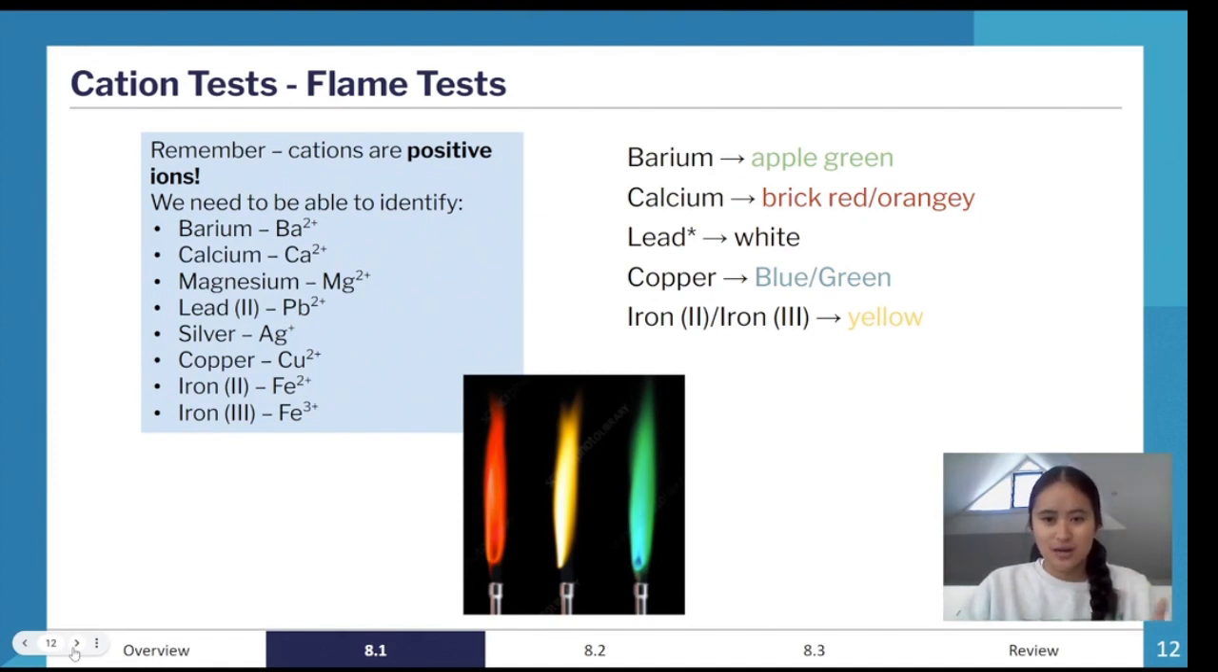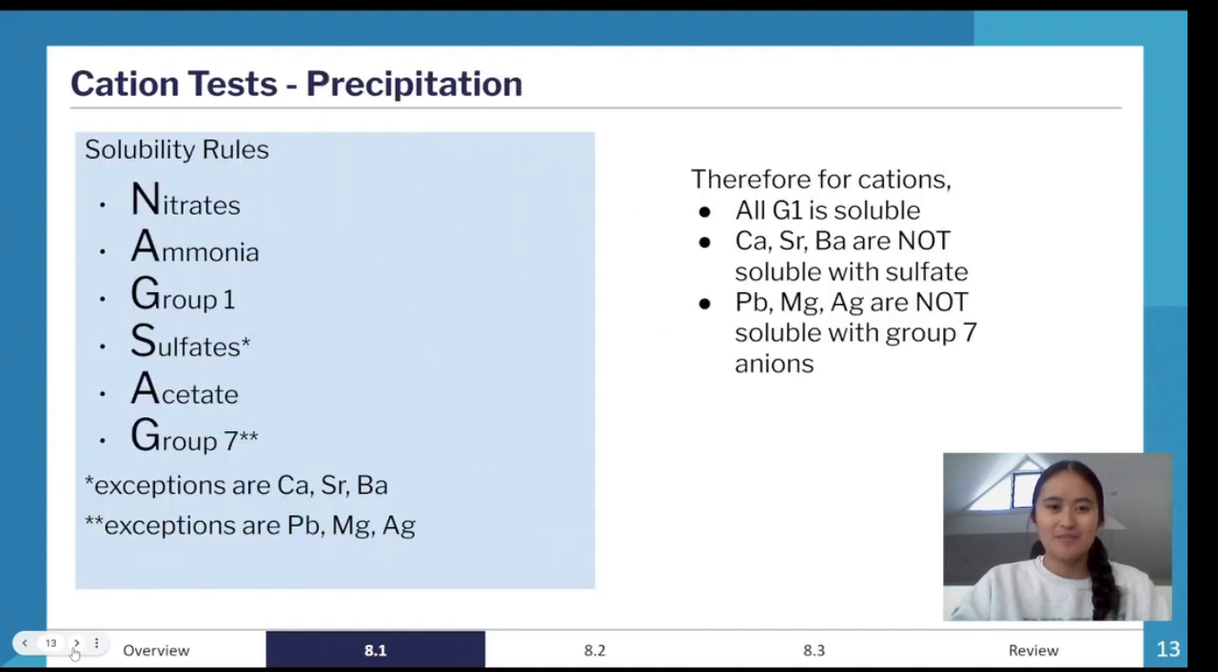The rest, it's fine to use them as an example, but basically just know those colors, know those ions, and that's basically all I could tell you about the flame tests. But yeah, just know the colors. That's really all that you can do for that.